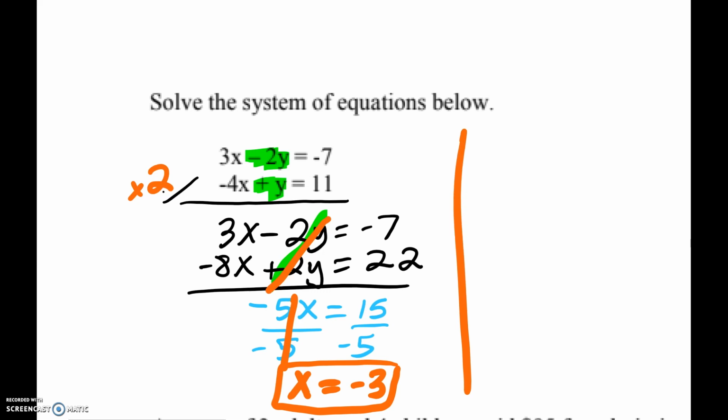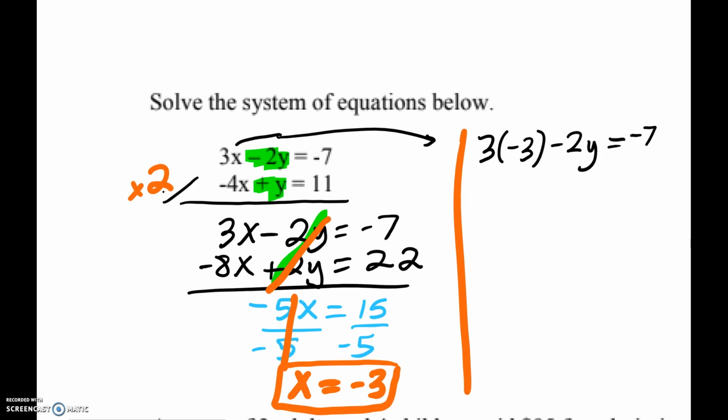It is time to make back substitution. So 3 times, for x I want you to use negative 3. You just calculate it, right? Here, I'm just working on this one. And negative 2 times y, still unknown, is negative 7. 3 times negative 3 is negative 9. Negative 2y is negative 7.